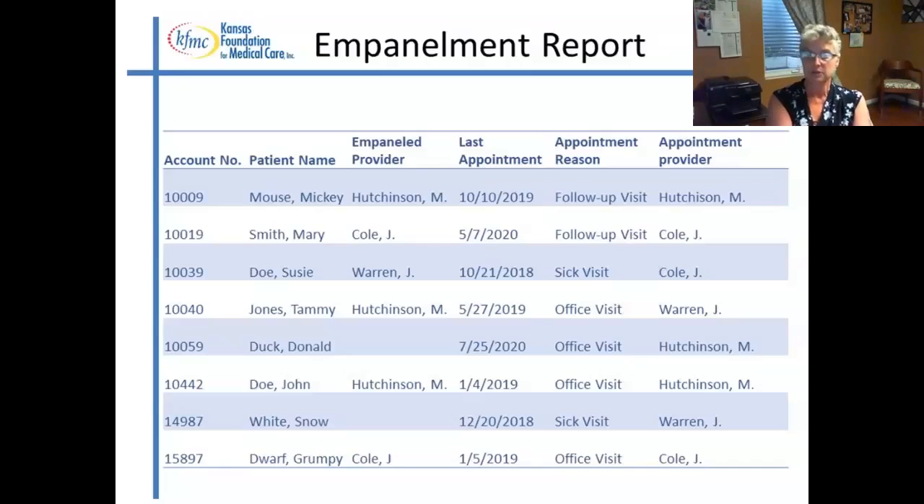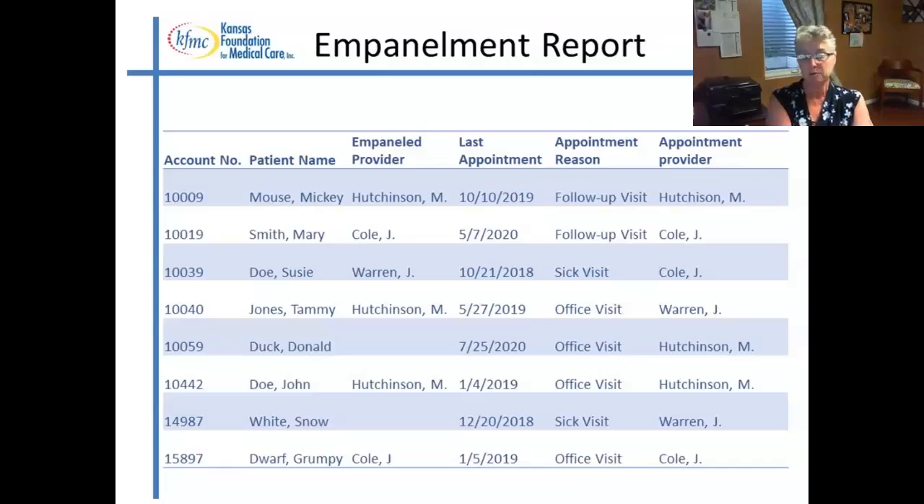And looking closer at this report, we can see that Snow White visited the clinic last in 2018 for a sick visit. She might not be considered an active patient since she had only one visit and it was an acute visit. Therefore, when we talk about proactive outreach to patients, you would likely not include her in that outreach. However, Donald Duck was in the clinic just a few months ago for an office visit, so he likely would be considered an active patient, even though he does not have an empaneled provider yet.